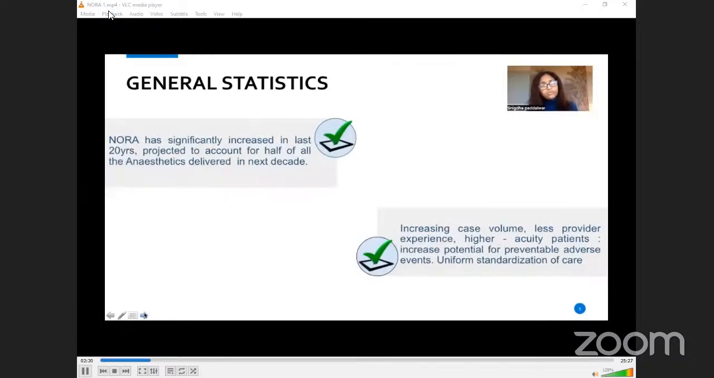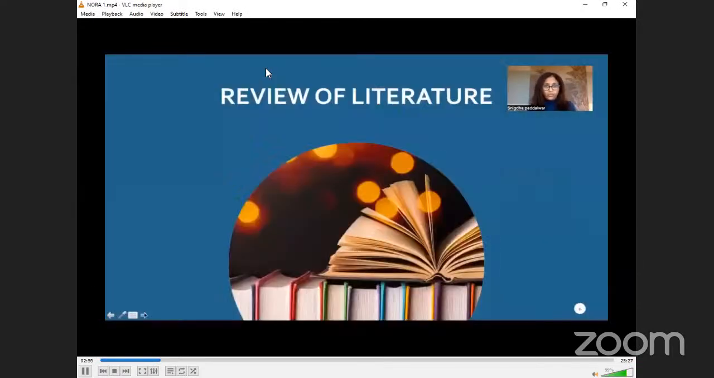So what are the general trends and statistics reflecting? They show that in the next decade, the number of cases will be more than half of all the anesthetics delivered. And it is going to lead to increased case volume, less provider experience, and higher acuity patients. And these will all be causes of potential complications, potential adverse events. And how can we prevent it? By having a uniform standardization of care as we have in our OR settings.